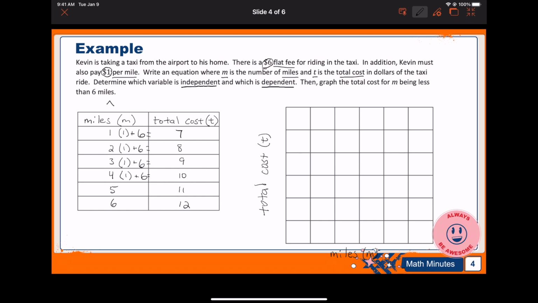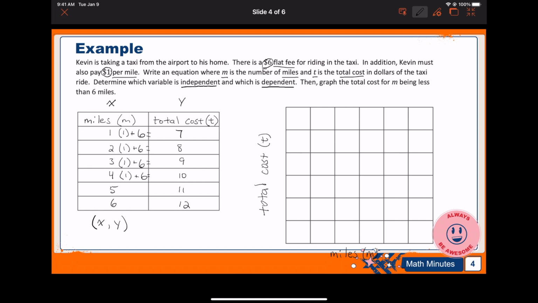These are my x values, these are my y values. When we create ordered pairs, it's always going to be x comma y, which correspond with points on our graph. So we're just going over to 1 on our miles and then up to 7 or whatever it is, right? Okay, I want to show you one thing about our graph here.